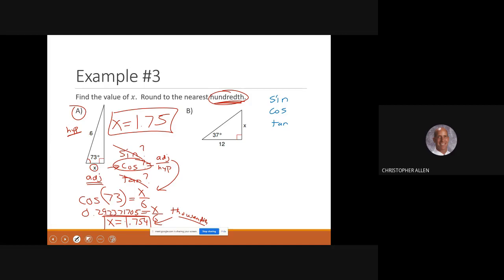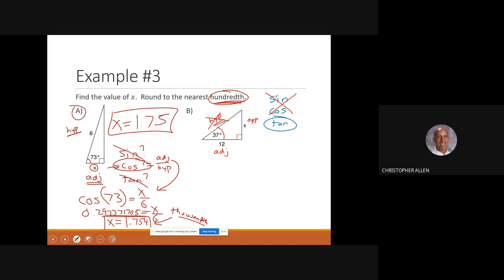I think you're absolutely right. That is exactly right. The correct answer is tangent. The reason is, let's go ahead and label this. Here's our angle. This would be the opposite side, and this would be the adjacent side. Remember, this is the hypotenuse, and we don't know anything about it. Since we don't know anything about the hypotenuse, sine and cosine cannot be part of the answer, because those both involve hypotenuse.